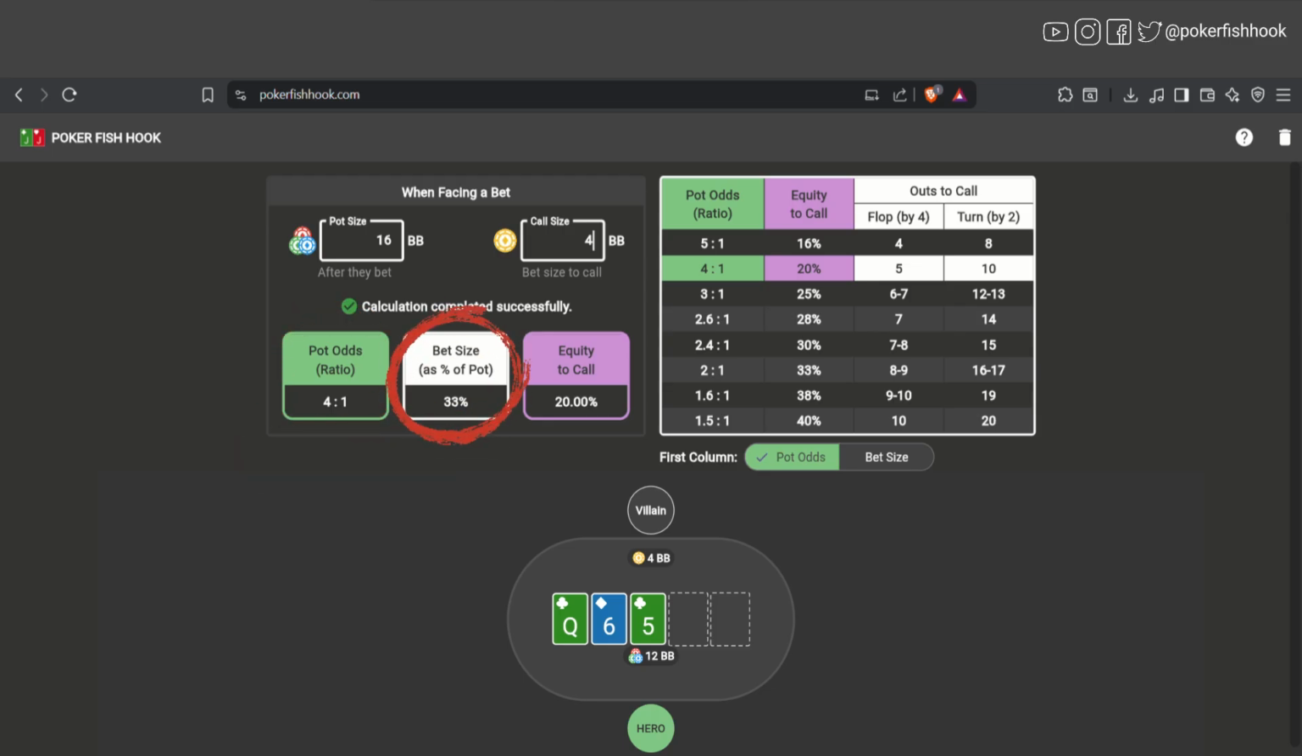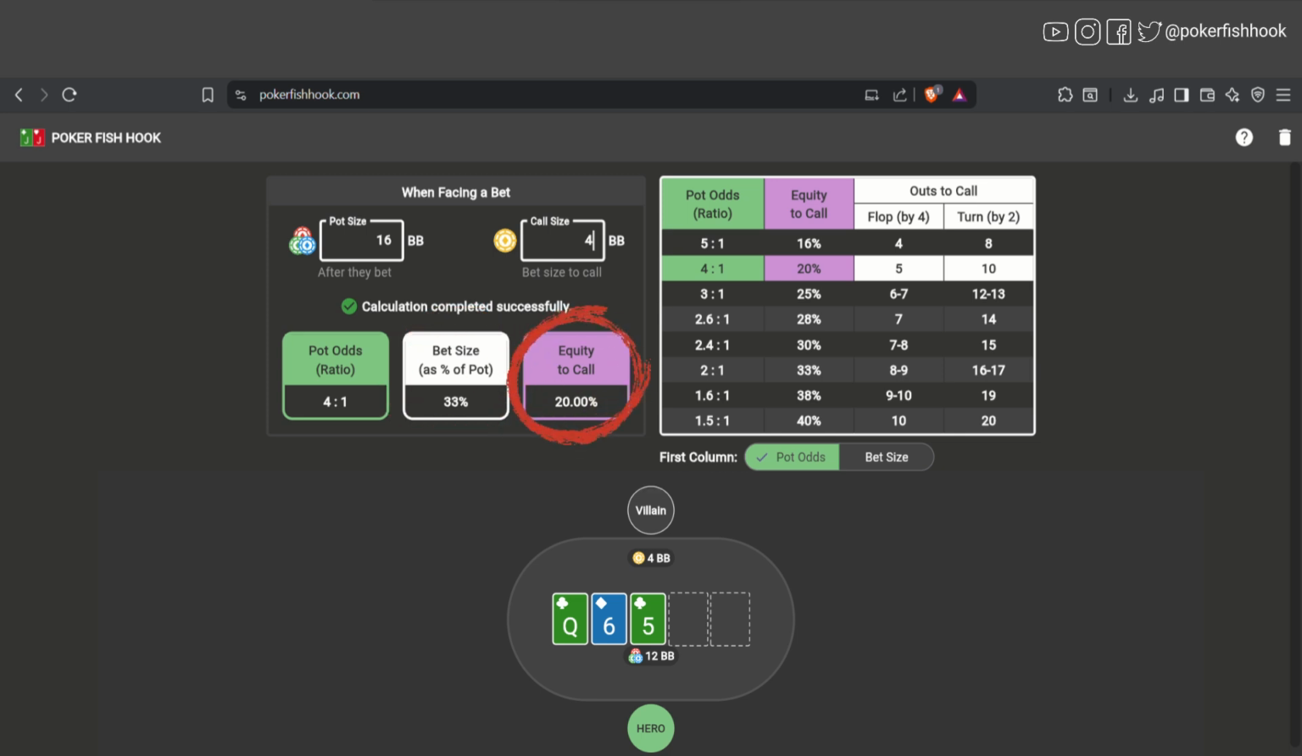To the right of pot odds, we have the bet size as a percentage of the pot. Before the villain's bet, the pot was 12 big blinds, so a bet of 4 big blinds is 33%. We have to pay 33% of the pot in order to have a chance to win the whole pot.